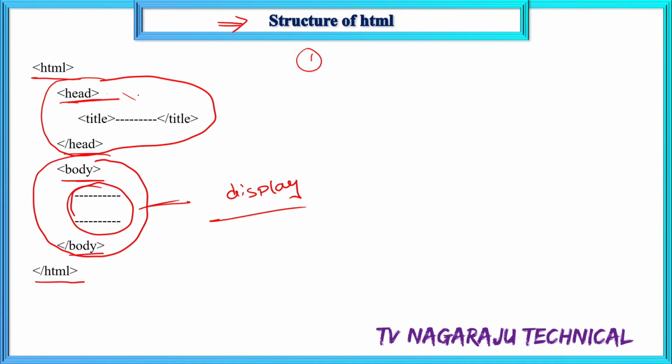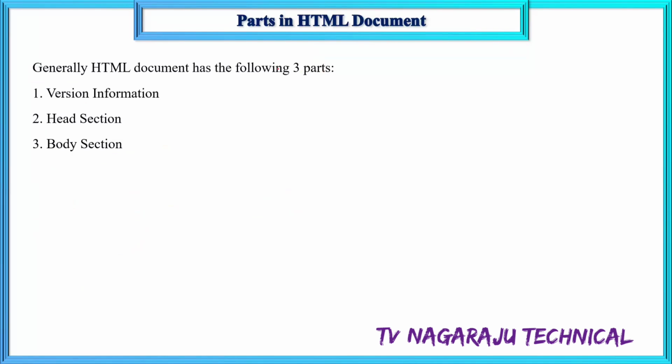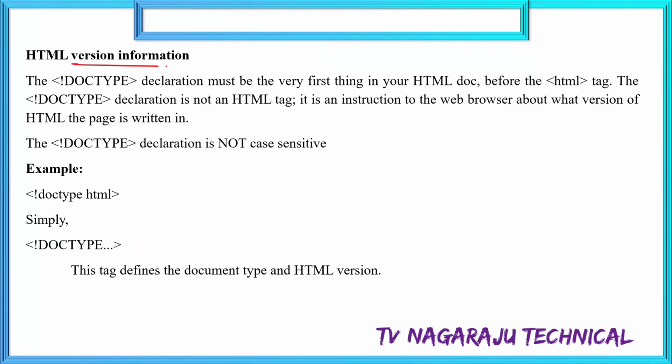Clear? That is the body tag. Head tag: this information is not displayed on the web browser at all. It simply gives the heading of the web page. I will explain with an example, then you will get an idea. No problem. Now, mainly this HTML is divided into three parts: version, head section, body section. What is the version? Multiple versions are there: HTML1, HTML2, HTML 3.2, HTML5. Multiple versions are there. If you want, before HTML, you can write the version information also.